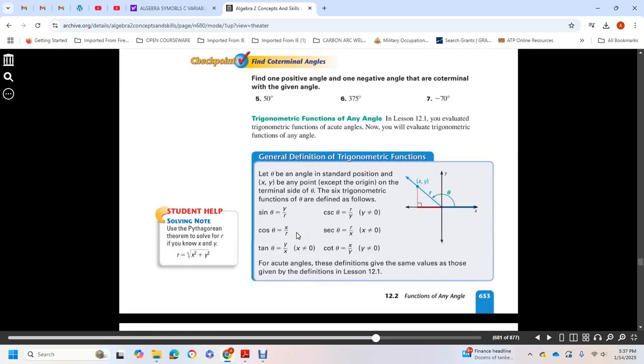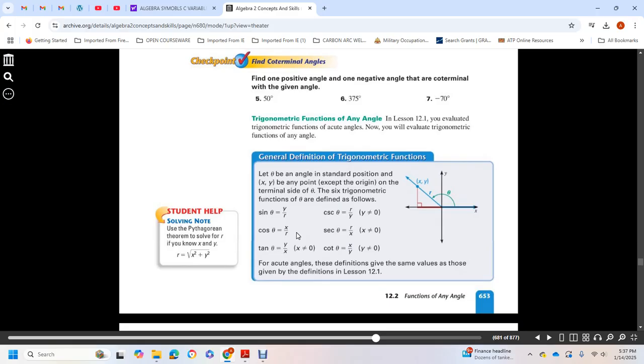The six trigonometric functions of angle θ are defined as follows: sine of θ is y over r. Cosine of θ is equal to x over r. Tangent θ is equal to y over x, where x is not equal to 0. Cosecant of θ is equal to r over y when y is not equal to 0.